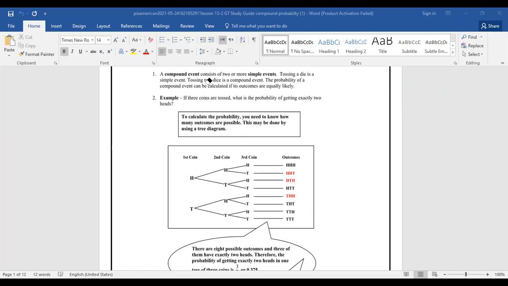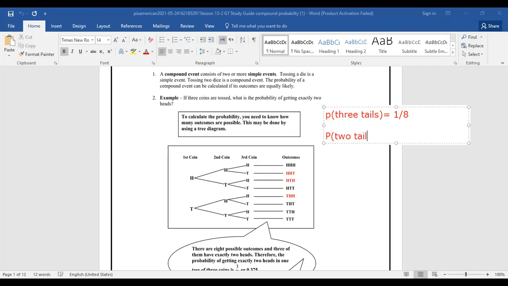What is the probability to get 3 tails? 1/8. How many times can you see 3 tails? Only one time, out of how many? Out of 8.